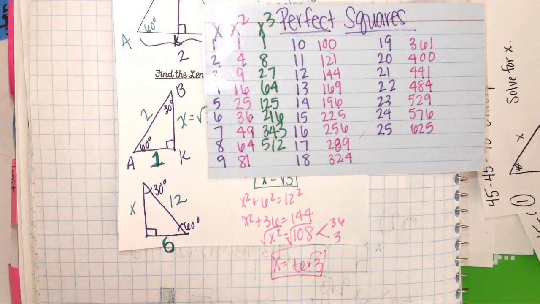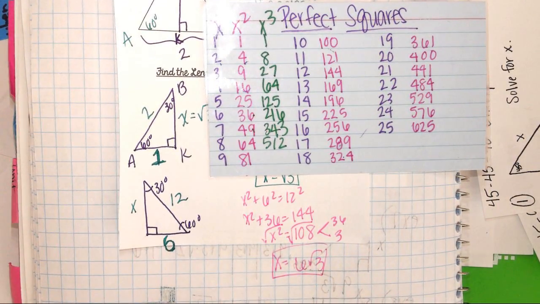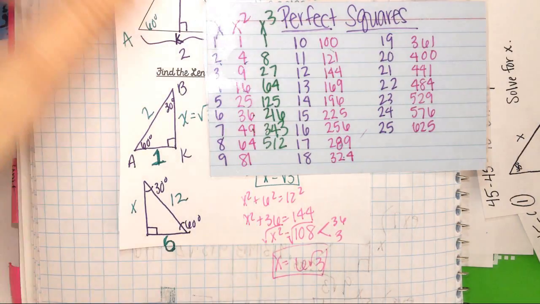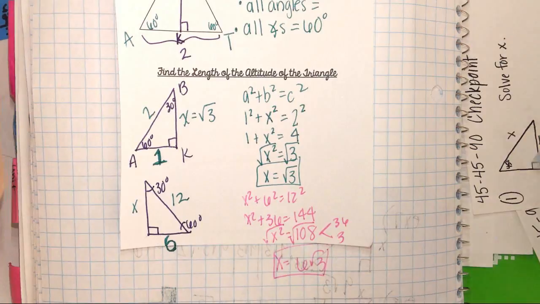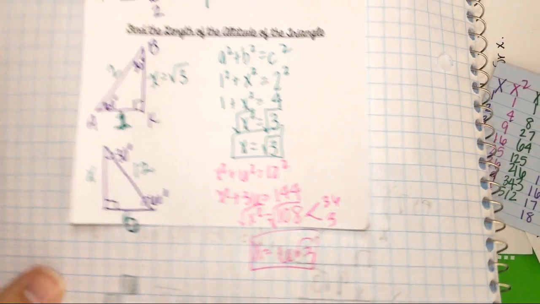So you broke 108 down into 36 and 3, right? Yeah. But then you have to take the square root of 36. What's the square root of 36? 6. So it's 6 root 3. Got it. Now, it is going to be that same pattern every single time.